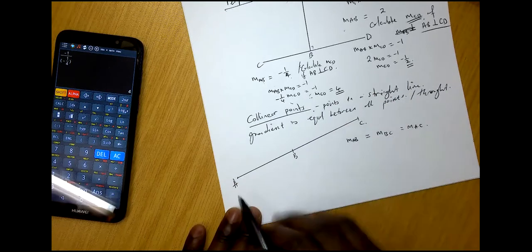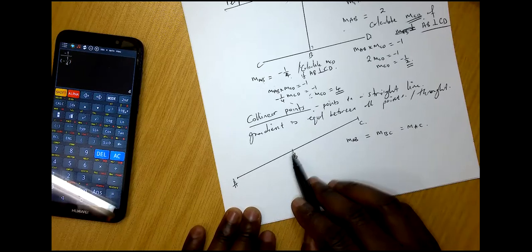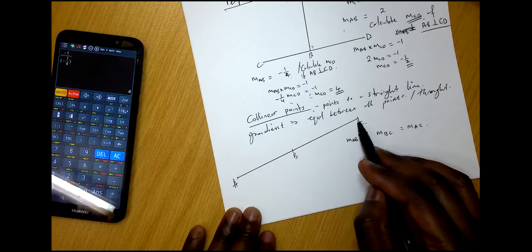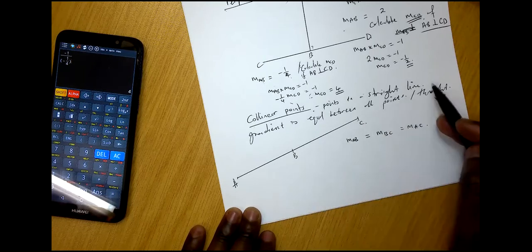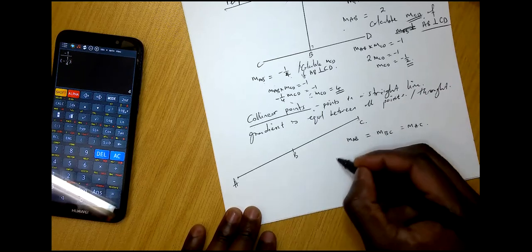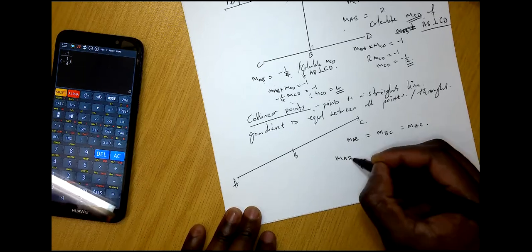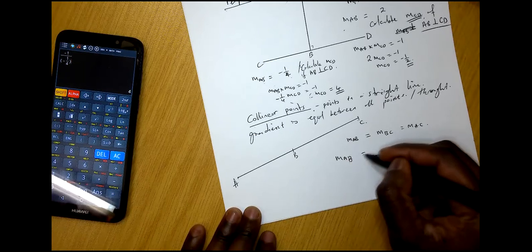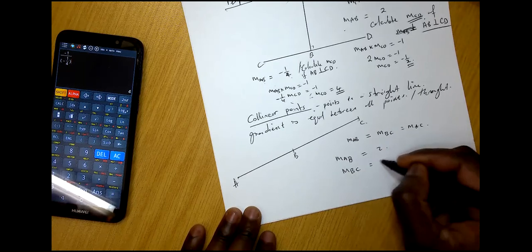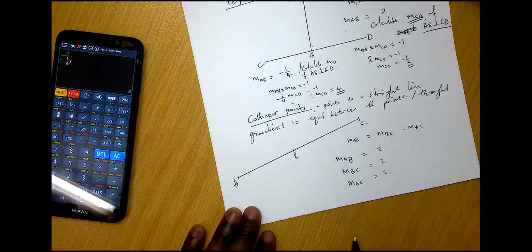So we must know that the gradient between these 2 points is equal to the gradient between these 2 points, which is equal to the gradient between these 2 points. So it's one gradient that you must have. So you mustn't struggle with this. If gradient MAB is given, let's say it's 2, then it means that the gradient of BC will also be equal to 2, and the gradient of MAC will also be equal to 2. That's what you must understand.